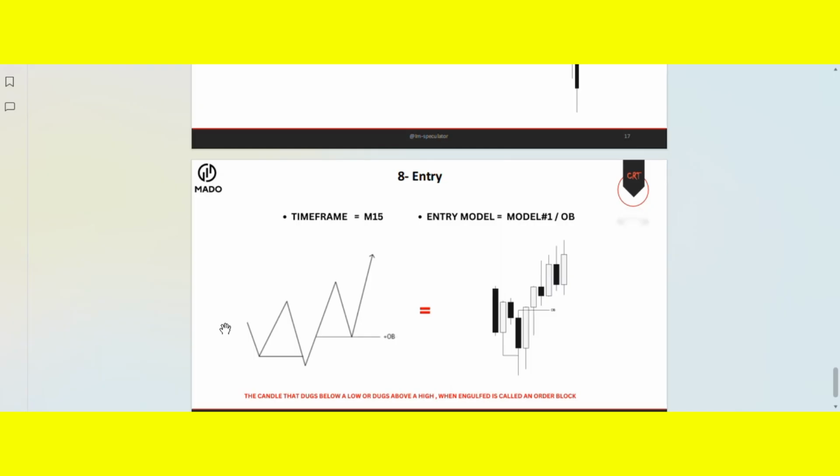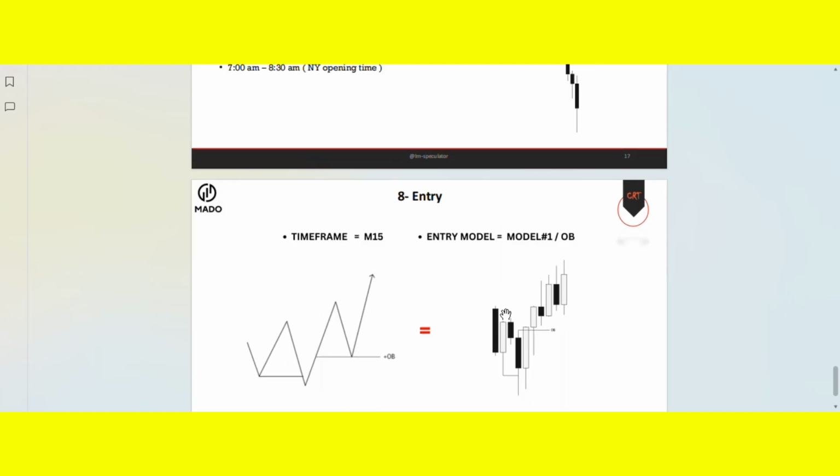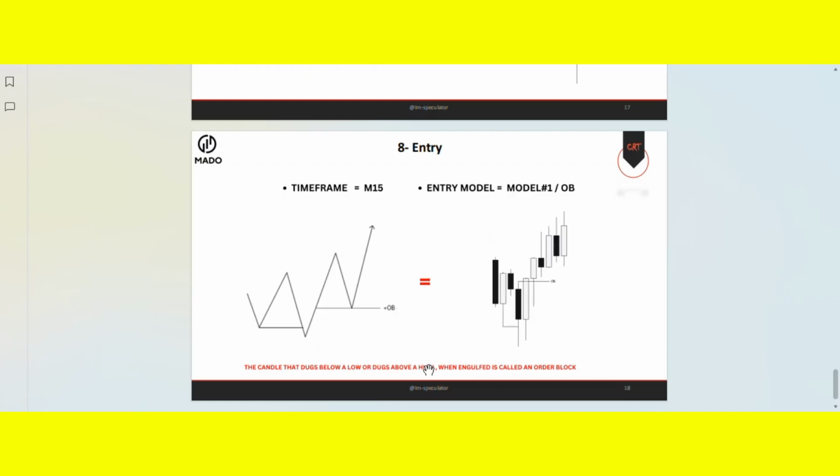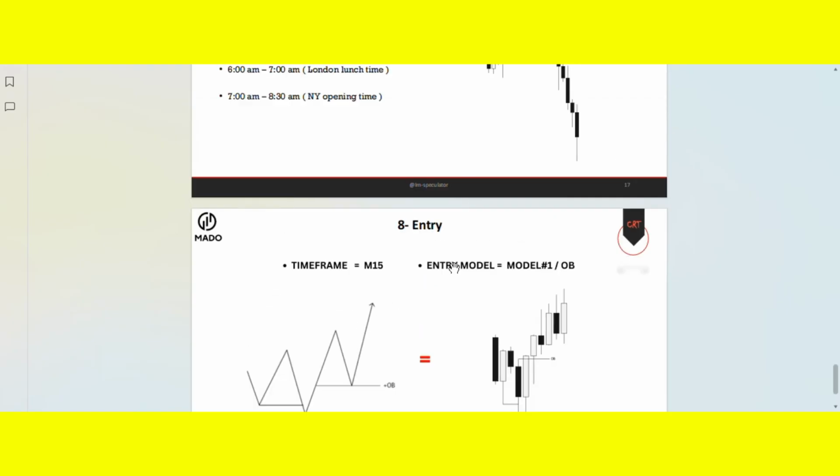And then for entries, if it is 4 hour, we enter around 15 minutes. And our first entry here is the order block. We enter on the order block. So if it is 4 hours, you use 15 minutes for entry. And the best entry is the order block. Some turtle body soup.